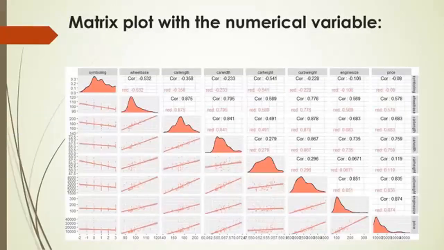Next, we will try to visualize the relationship between the explanatory and response variables. Here is a matrix plot with the numerical variables. We see that the price is positively correlated with engine size, car weight, car width, car length, wheelbase, whereas there is no such relationship with car height and symboling. Here we also see the kernel density plots in the main diagonal and correlation between the variables in the upper diagonal elements of the matrix.